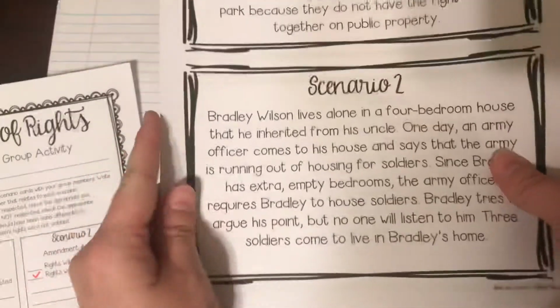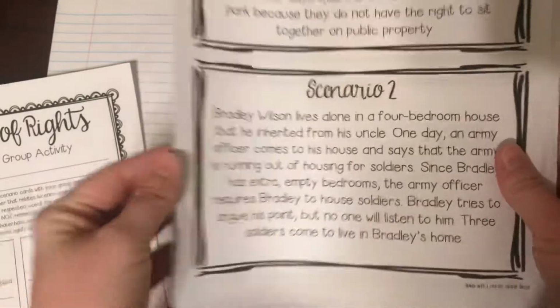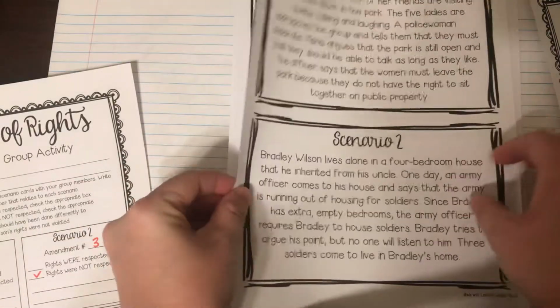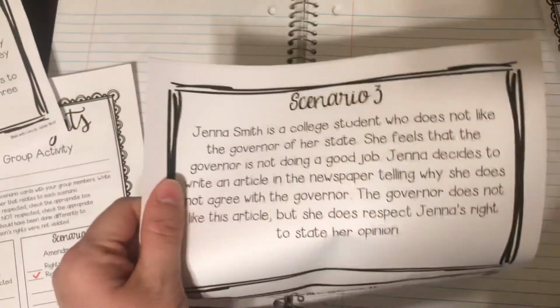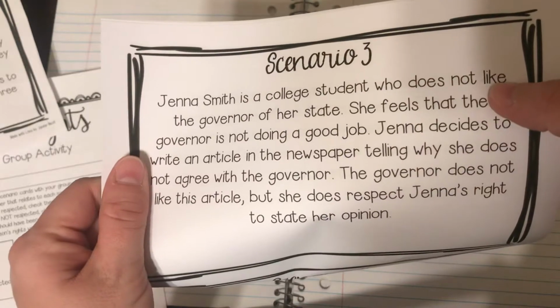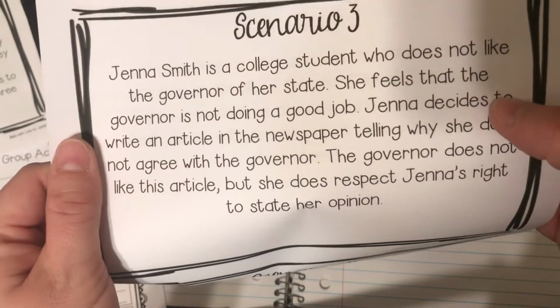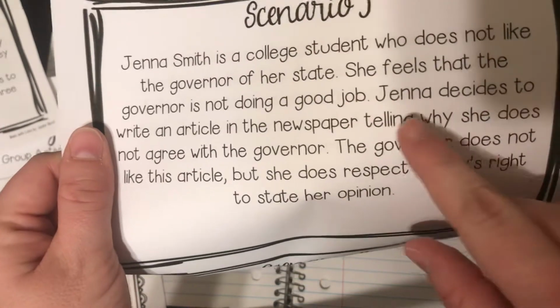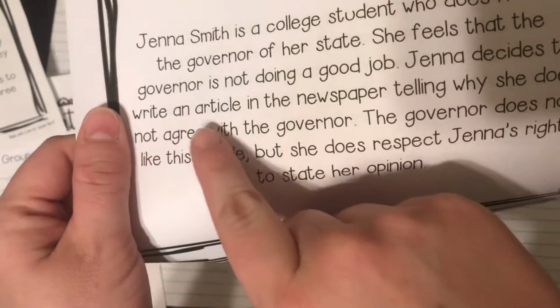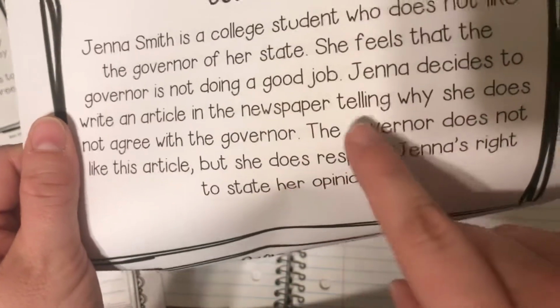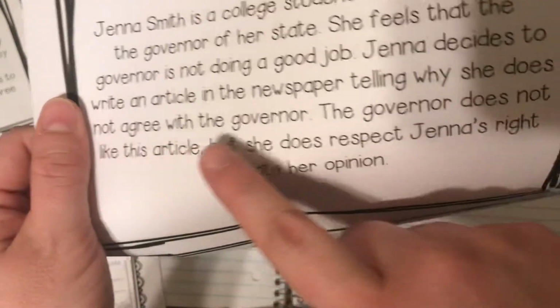Okay, I'm going to keep going here quickly. So that was scenario 1 and 2 we did together as a group, and then we started to go into groups, I think, in scenario 4. Let's move on to 3. Jenna Smith is a college student who does not like the governor of her state. She feels that the governor is not doing a good job. Jenna decides to write an article in the newspaper telling why she does not agree with the governor.